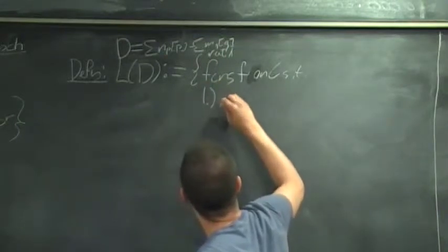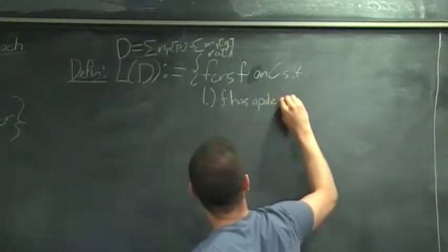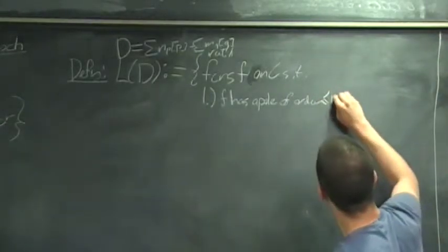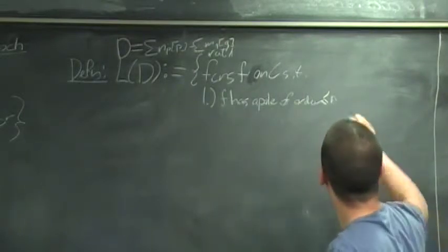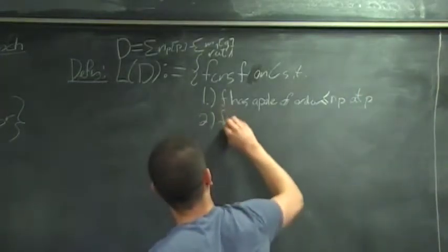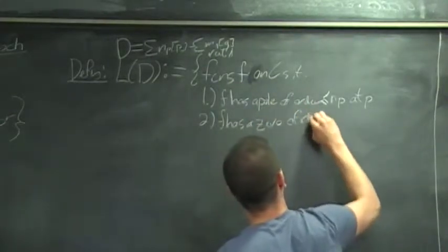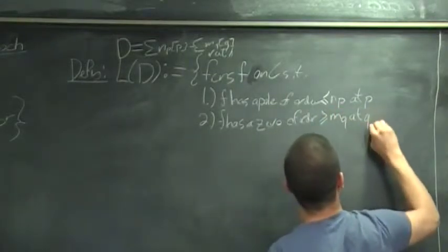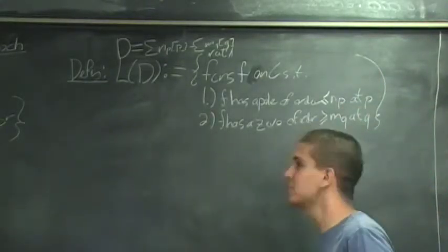we want to require f has a pole of order at most N_P at P, and f has a zero of order at least M_Q at Q. And it's pretty easy to see that these form a vector space over the complex numbers.